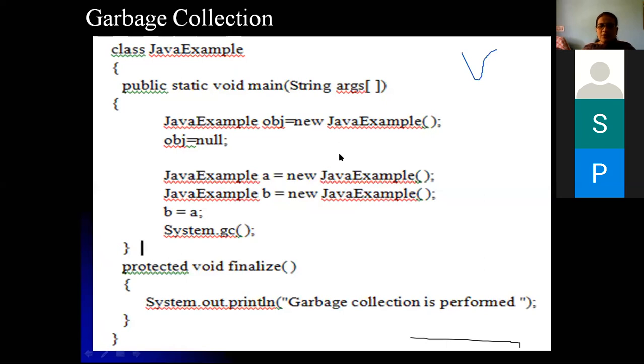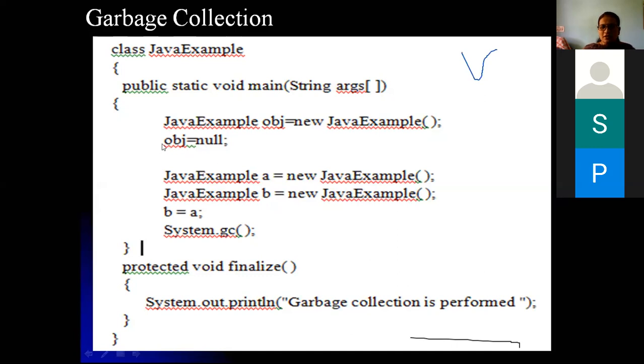This is an example for garbage collection and it is important. This program is not in our syllabus, so you can read it here. Java class example, an example for garbage collection, public static void main. Here you can see Java example is a class name and object is one such object. With new Java we are calling a constructor, or allocating memory for this object. We are not giving any reference, or pointing to any variable. In that case, object is equal to null, so this becomes garbage now.